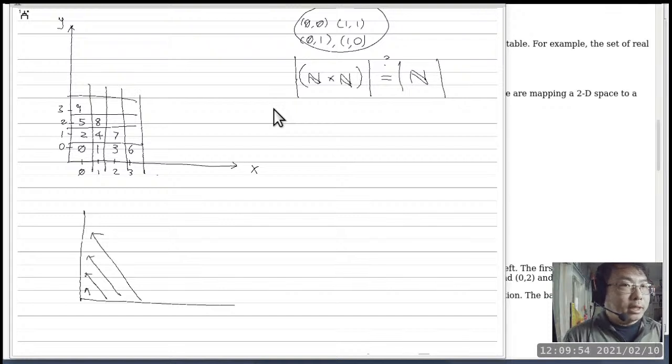So what we are trying to do is to find a function g that maps the Cartesian product of N times N to N. And we want this g to be bijective, because if I can find such a bijective g, then I can claim the equality up here. So that's our objective: to establish that equality of the cardinalities.